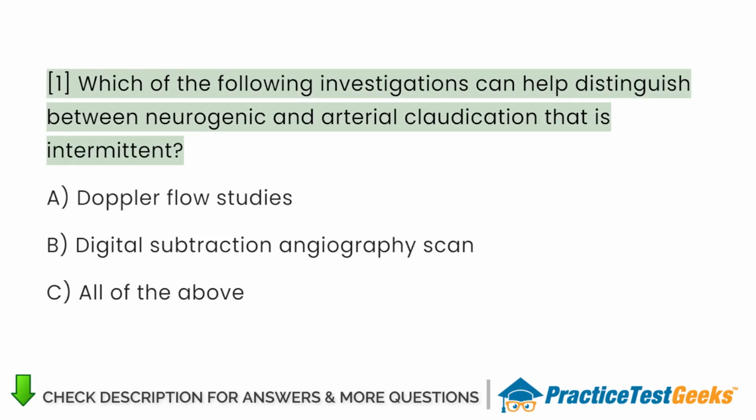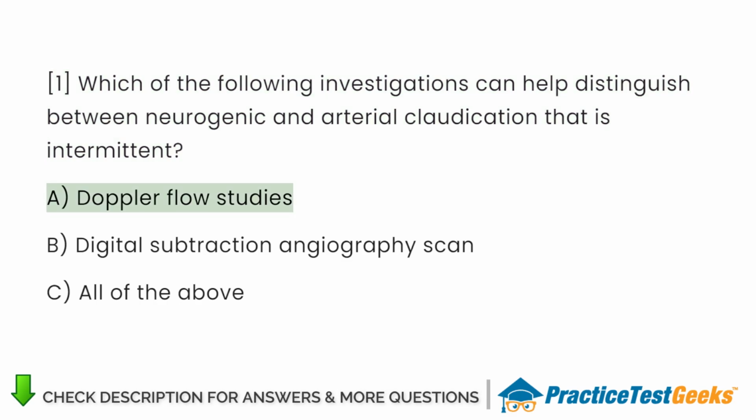Which of the following investigations can help distinguish between neurogenic and arterial claudication that is intermittent? A. Doppler flow studies. B. Digital subtraction angiography scan. C. All of the above.